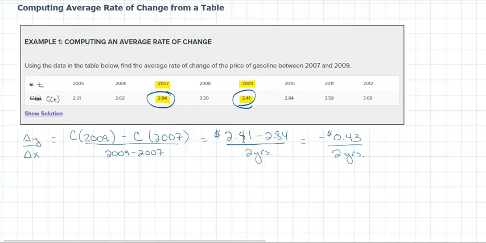Okay, so what that comes down to is you get negative 22 cents per year. Okay, so that means 22 cents per year. I can write it that way, 22 cents per year, if you want.